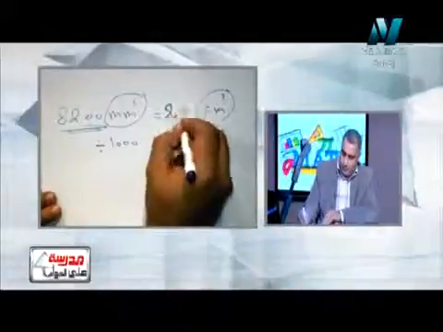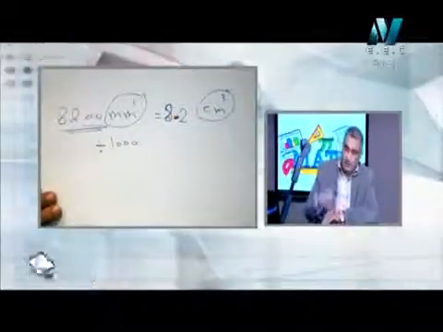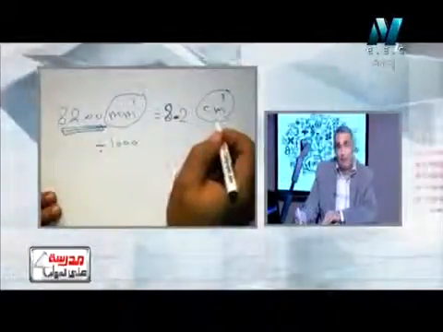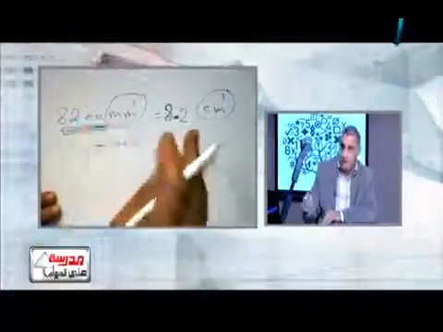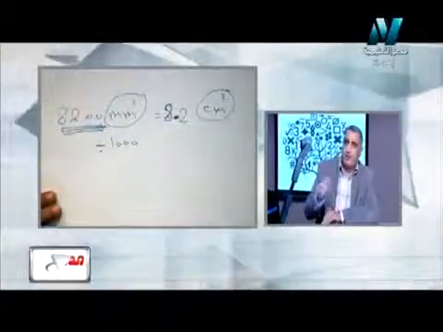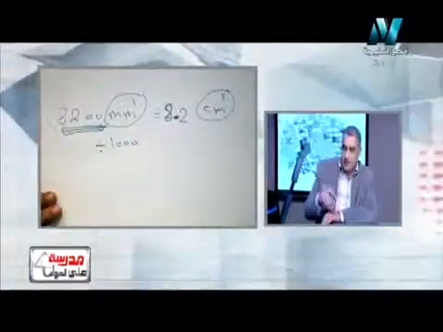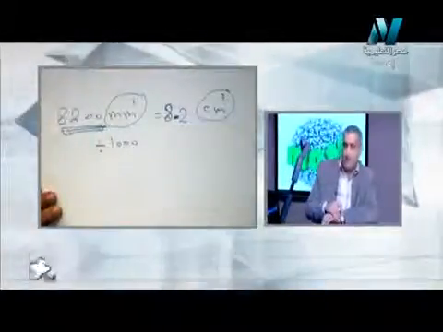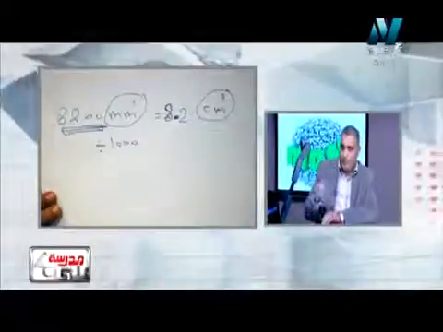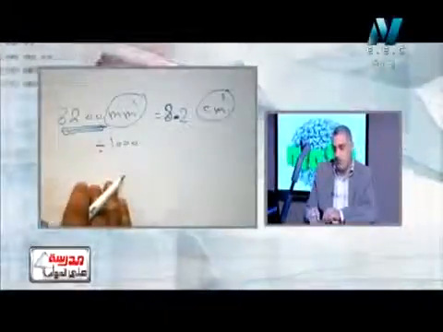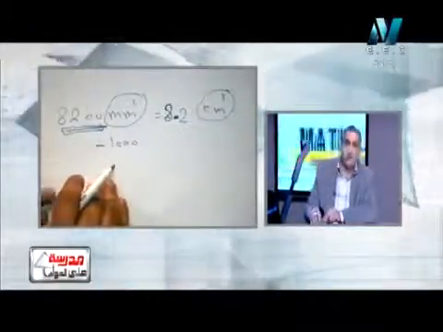8.2. When we convert from millimeter cube to centimeter cube, just divide by the relation between them. The relation between them equals 1000. Yes, 8,200 divided by 1000. The result will be 8.2. 8,200 millimeter cubes equals what? Equals 8.2 centimeter cube.